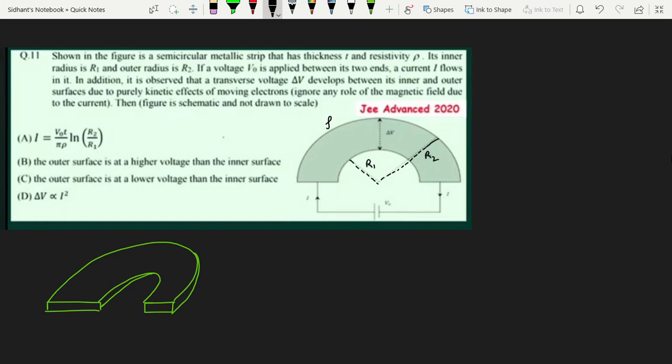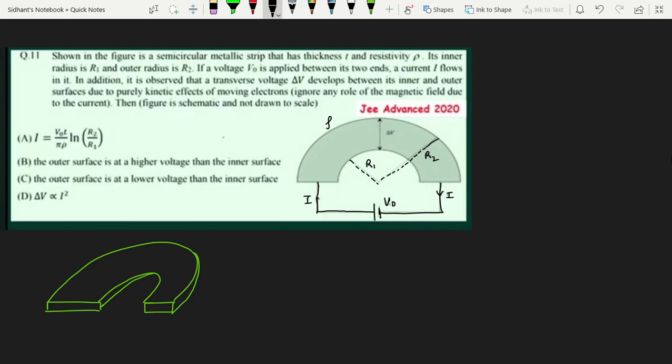If a voltage V0 is applied between its two ends, so the voltage is applied, this is that voltage, right? So this is that external voltage. Let me just highlight it. This is that voltage, and the value given to you is our V0. That is the source voltage. And a current I flows in the circuit, so definitely current I is also flowing in the circuit, and this is the flow of current which I have highlighted.